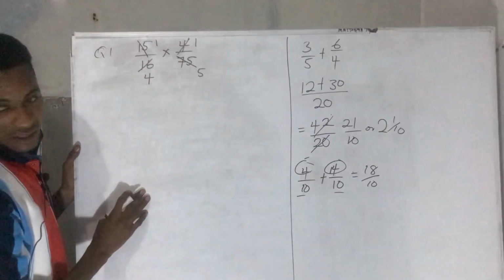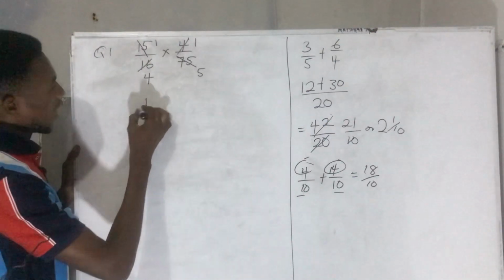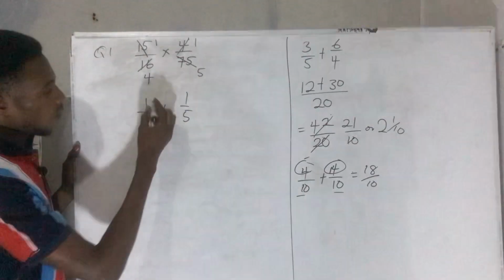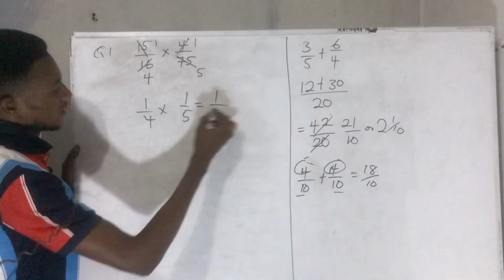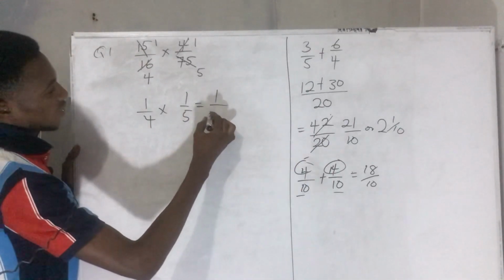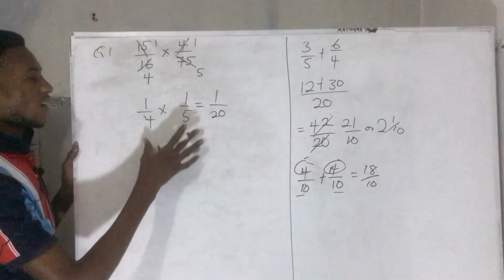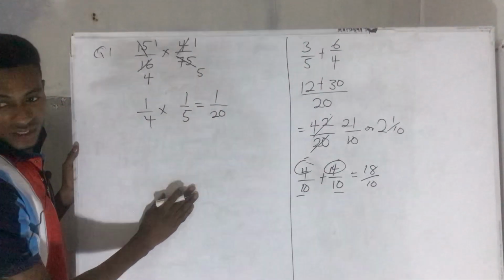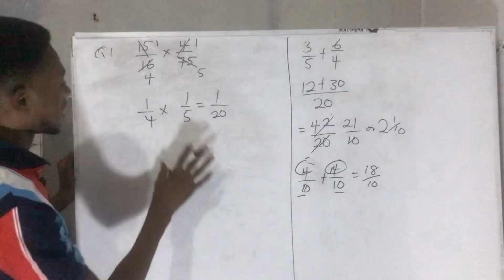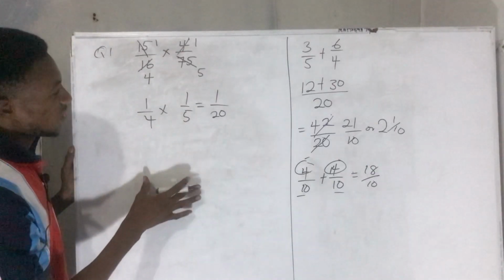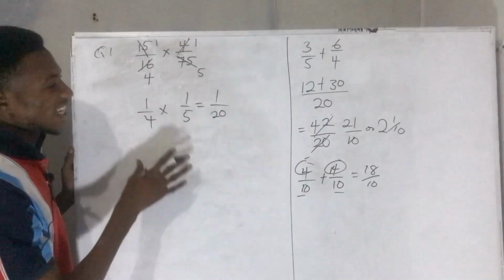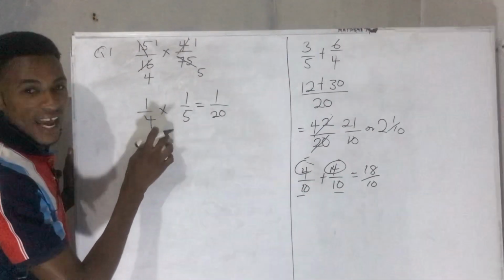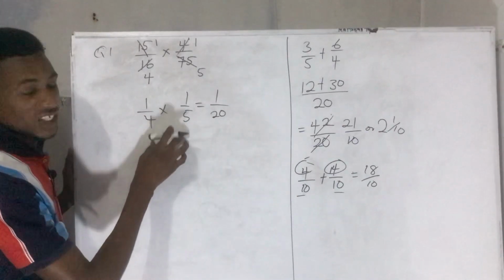Do you understand? Now, we have 1 over 4 times 1 over 5. Can't you multiply this? 1 times 1, 4 times 5 is 20. So at the end of the day, your last answer is 1 over 20. Do you understand? So this is how to deal with multiplication of fractions. Don't get yourself confused by looking for LCM. We don't find LCM when dealing with multiplication of fractions.